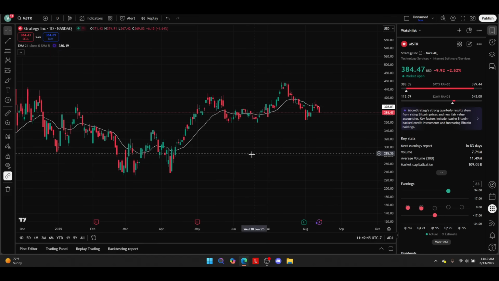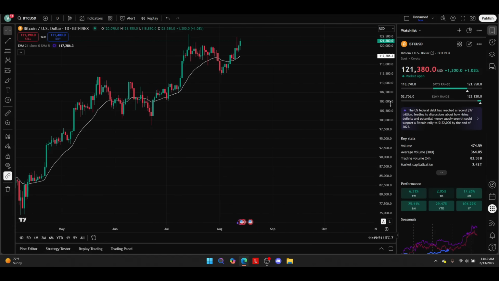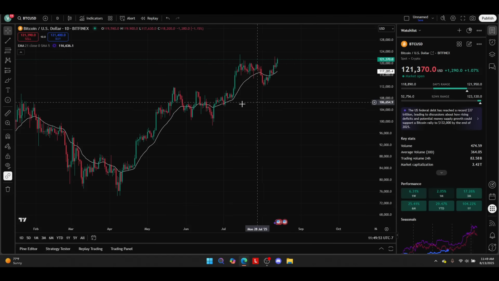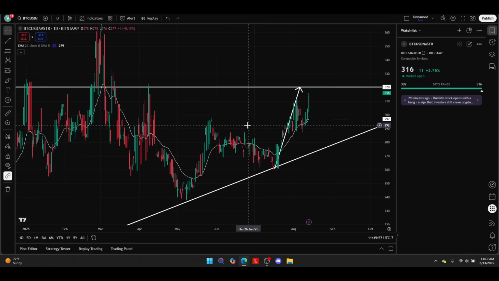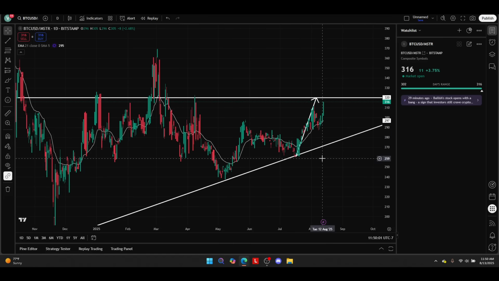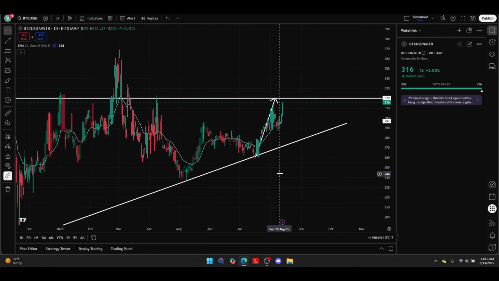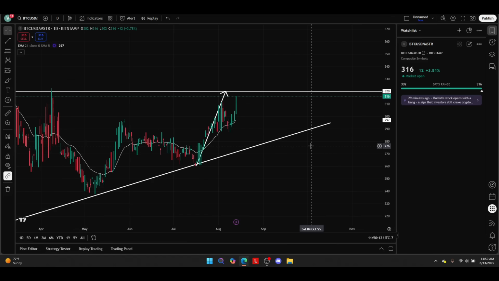So MSTR is down 2.5%, possibly even more today, while Bitcoin looks to be breaking out to new all-time highs very soon. So what gives? What's going on? I think the main reason is the ratio between Bitcoin and MSTR's chart. As you see here, this is BTC USD divided by MSTR. So Bitcoin's price divided by MSTR's price equals 316 as of right now. So this is the ratio between those two, that commodity and that equity.